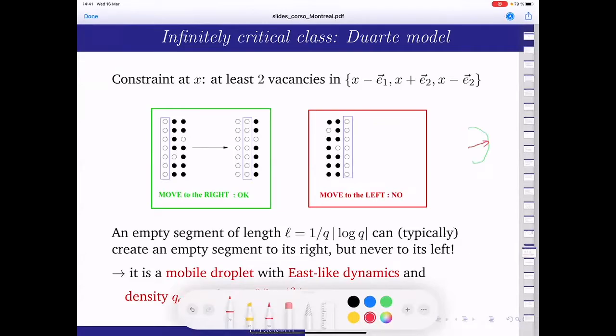Let's look at a specific example, the Duarte model, to understand what happens in this case. The Duarte model is the case in which the constraint asks for at least two empty sites to be found among these three neighbors: the neighbors above, below, and to the left of the given site that wants to be updated.